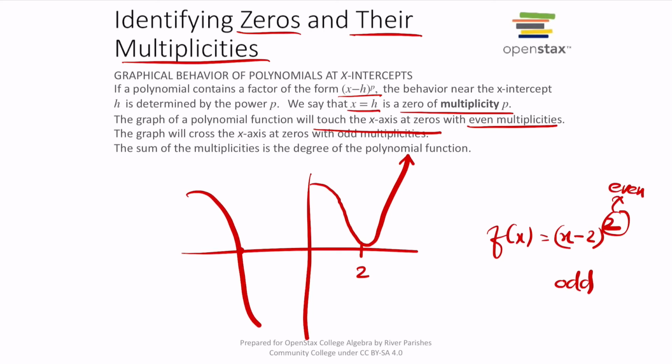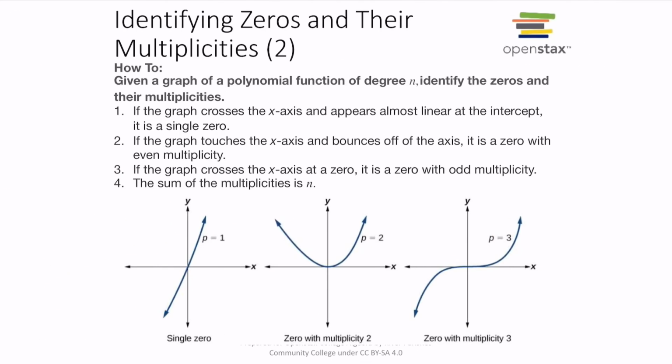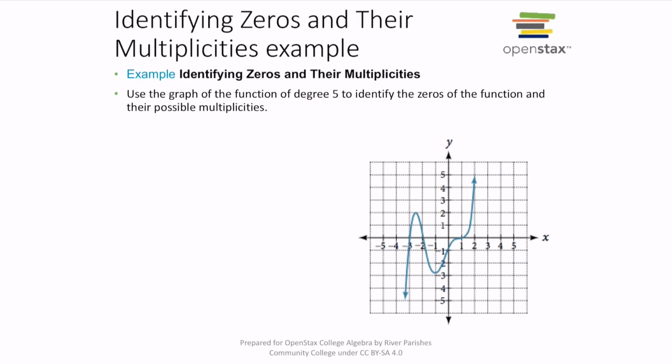So with even multiplicities, the graph will just touch the x-axis. With odd multiplicities, it will cross the x-axis. Now the sum of these multiplicities is the degree of the polynomial. So this is an example here. When you have a single zero, it crosses the x-axis. When you have a multiplicity of 2, it grazes the x-axis. When you have a multiplicity of 3, it crosses the x-axis. So this is how we can determine the multiplicity.